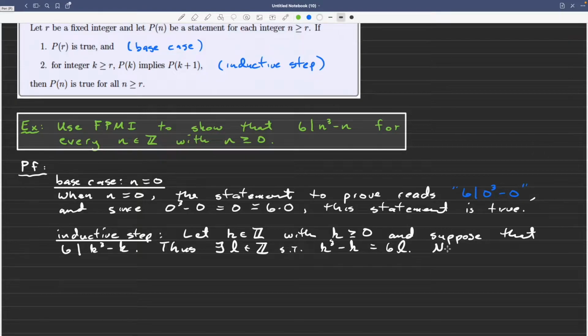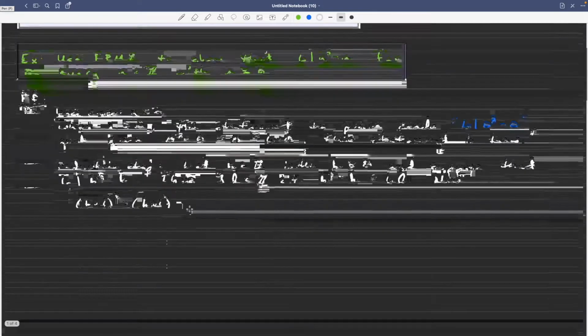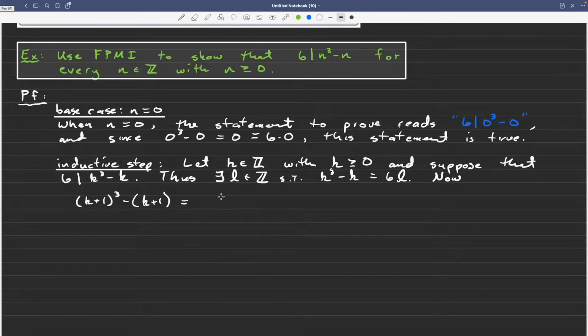So now we want to take a look at that expression, k plus 1 quantity cubed minus k plus 1. I remember from algebra class that I could take that k plus 1 and cube it out, and there's a quick formula for that. And it works out to be k cubed plus 3k squared plus 3k plus 1. Then I still have that minus k plus 1.